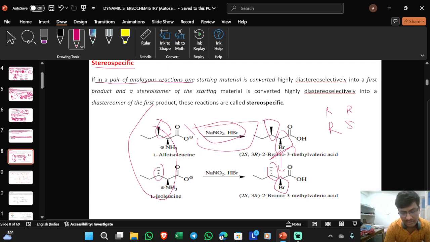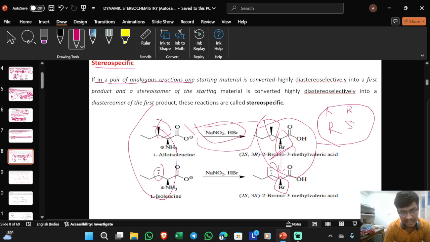Sorry, this center is different from that. Then these are diastereotopic. I repeat, these are enantiomers we are talking about now, but you do not assume this is a centered, that's not a problem, but this product is diastereotopic.